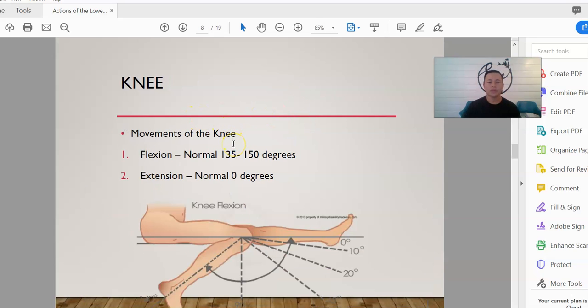Your knee joint has four different movements. It has extension, which is imagine kicking a soccer ball, straightening out your leg. And then it has flexion, which is bringing your heel towards your backside, your glutes. So flexion is bringing your heels towards your body, and extension is like kicking a ball.